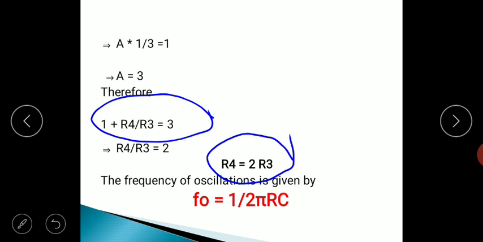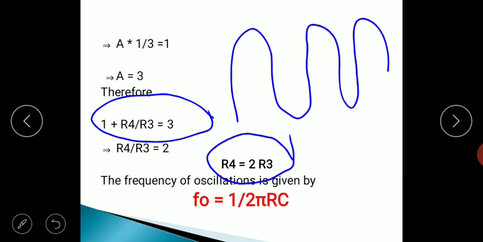Once this condition is satisfied, the total phase shift around the loop becomes 0, and the loop gain A beta becomes equal to 1, and the sustained oscillations are generated like this, whose frequency is given by f0 equal to 1/2 pi RC, where R is nothing but R1 equal to R2 equal to R, and C is nothing but C1 equal to C2 equal to C. So that is the frequency of oscillation, and from this you can see that the frequency of oscillation also depends on the values of R and C, right?